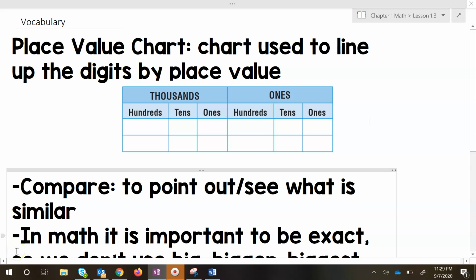Hi students, welcome to lesson 1.3, compare and order numbers. We're going to go over some vocabulary words first so that you're more familiar with them as we go through the lesson.